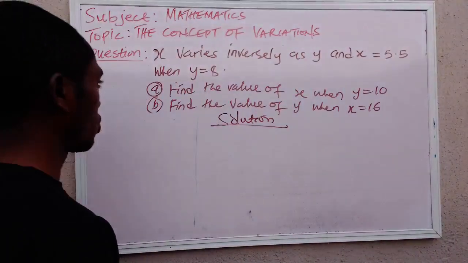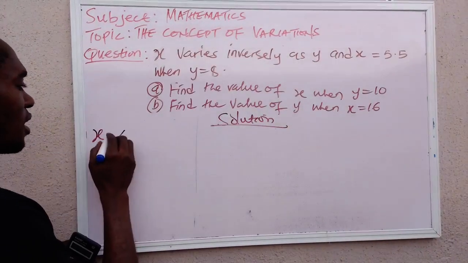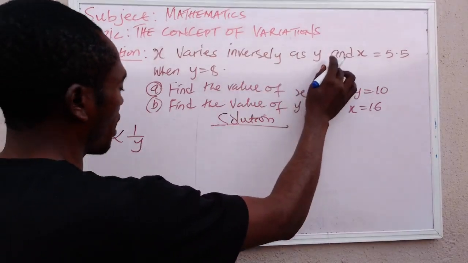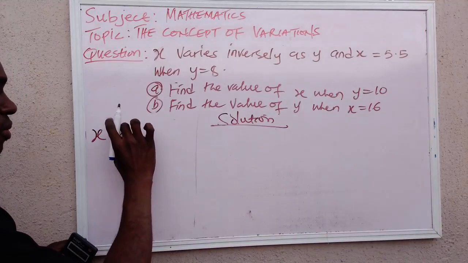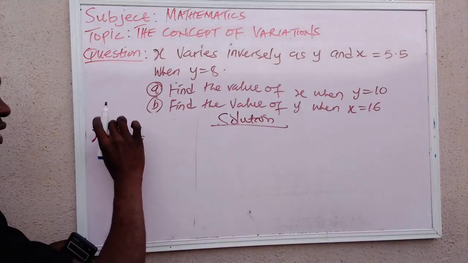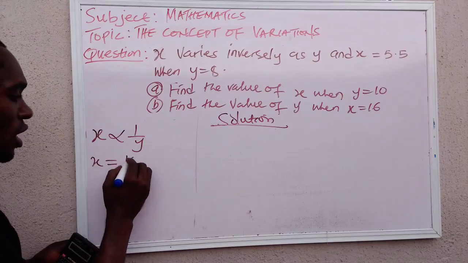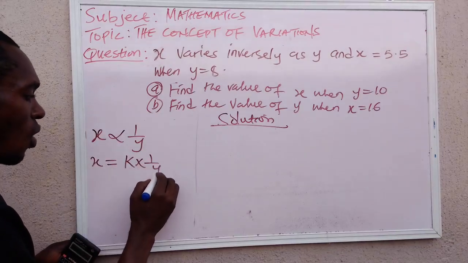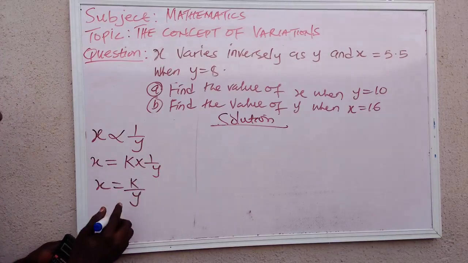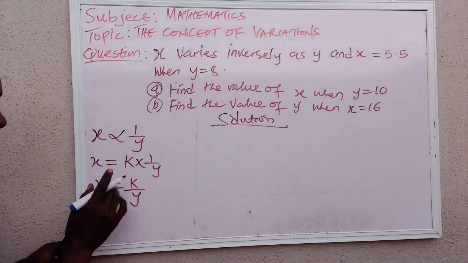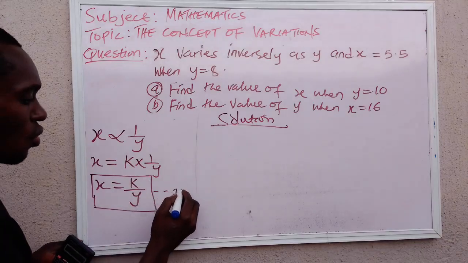So here, the first thing we'll do is to identify the relationship and write it out. x varies inversely, that means x varies as 1 over y. So you introduce a constant here, and the constant always comes after the sign of proportionality, which is turned into an equal sign. So x equals k times 1 over y, so x equals k over y. This is what we have. Don't forget this relationship. I can call it equation 1.